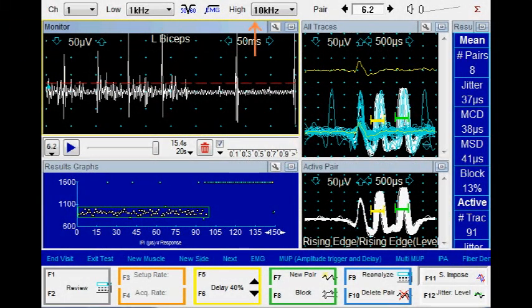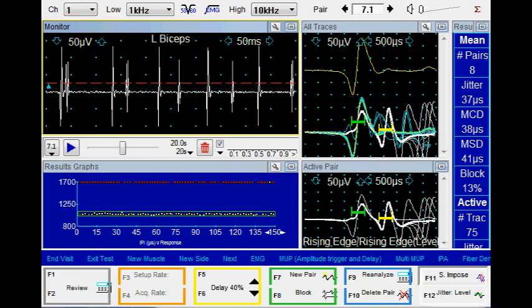Let us look at the results from the next site. I will click on the right arrow. This is site number 7. This is a very interesting recording which contains discharges from two different motor units. You can see them in the monitor trace.